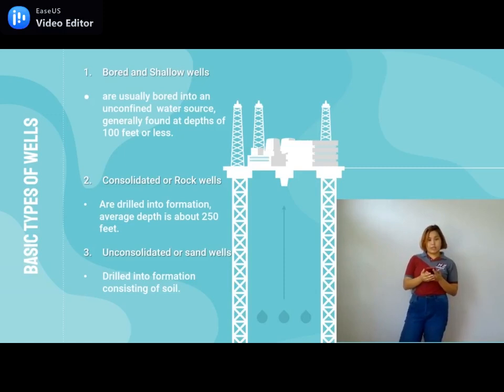The second one is the consolidated or rock wells, which are drilled into formation consisting entirely of natural rock formation that contains no soil and does not collapse. Their average depth is about 250 feet. The third one is the unconsolidated or sand wells, which are drilled into formation consisting of soil, sand, gravel or clay material that collapses upon itself.